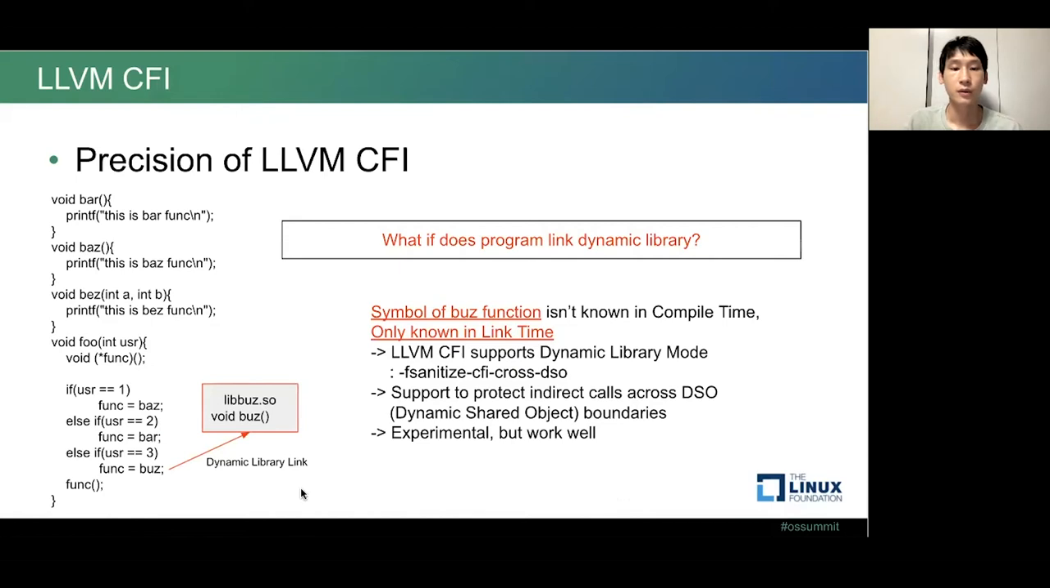If a bar function is assigned in the context and the bar function is defined in a dynamic library, how can we deal with this situation? And what if the program links a dynamic library? LLVM CFI supports protecting indirect calls across dynamic shared object boundaries. This option is experimental, but works well. But honestly, many build errors are a non-simple problem.